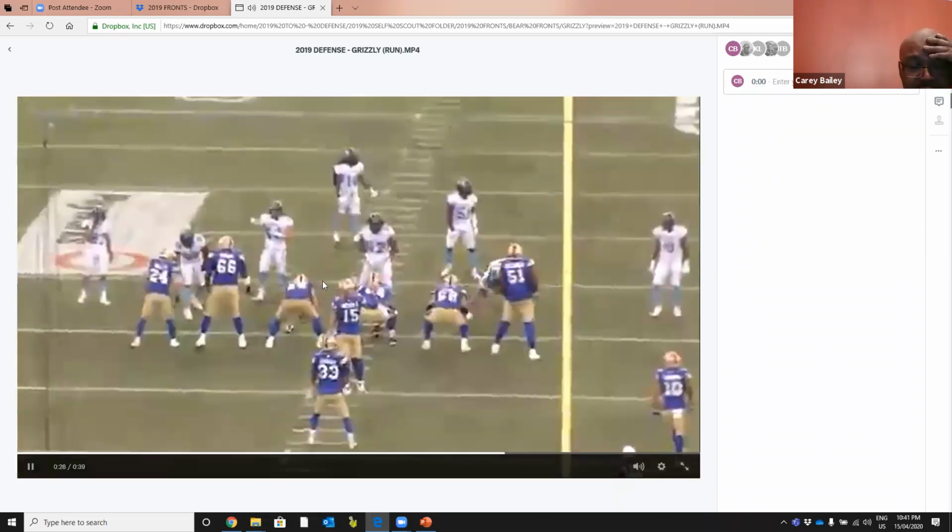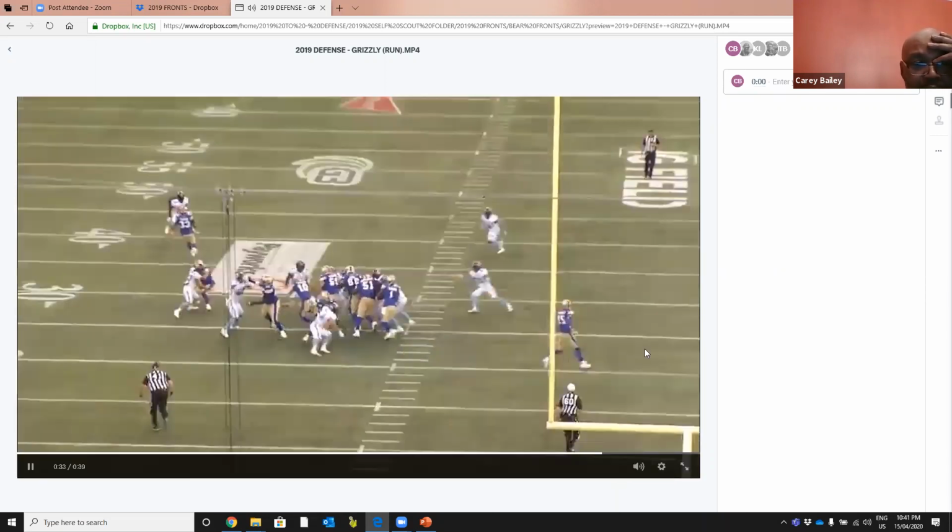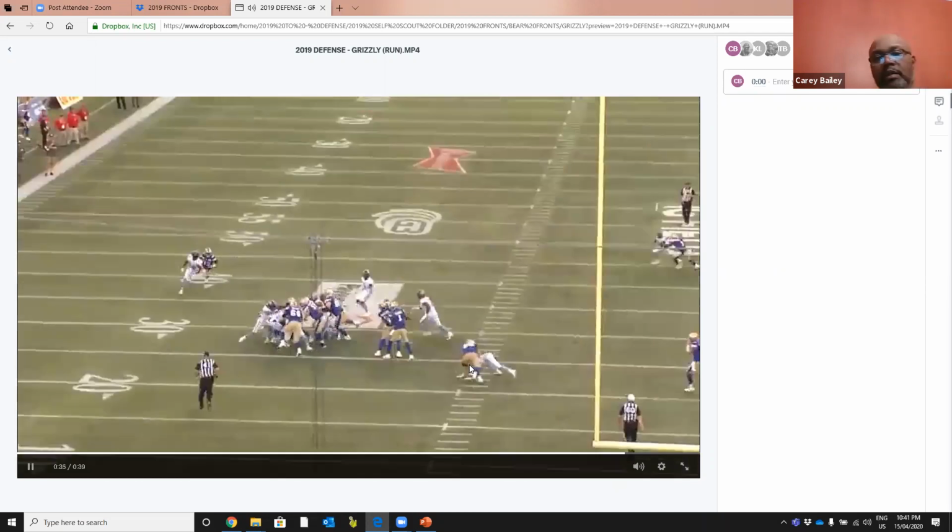And this is a single gap defense. Have your hat in your gap. Good job with the front side of the weak side backer forcing. Makes that thing come up.